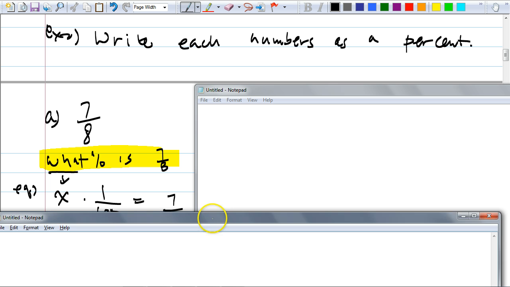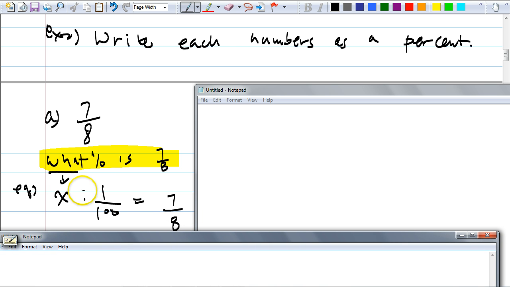That's right. Because when we say what, that's X, and percent means 1 over 100. If an X and the number are right next to each other, it means multiplication. What percent is 7/8, there it is. And do we know how to solve this simple equation? It's a fractional equation, isn't it? You got a fraction. Easy enough. How do you solve for X? What do we do next?